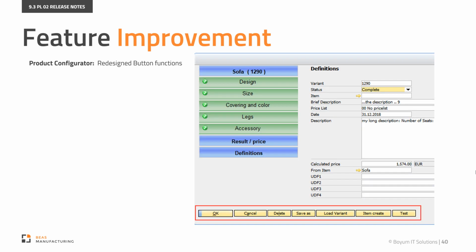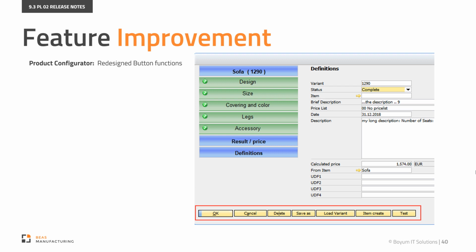The button functions have also been redesigned and all functions have been revised in this area. With the OK update, you can save and close the configuration. The old save button no longer exists. When clicking the delete button, the definition window is not closed automatically. Deleting now is prompted, that is, the system shows a message to confirm deletion.